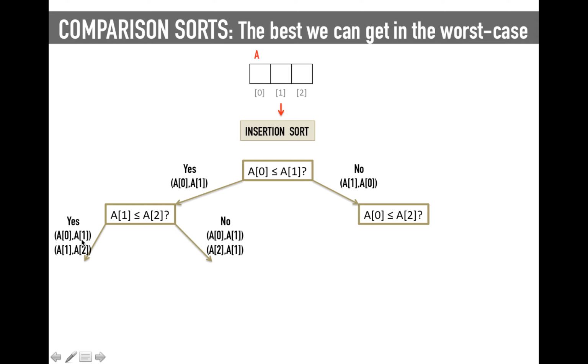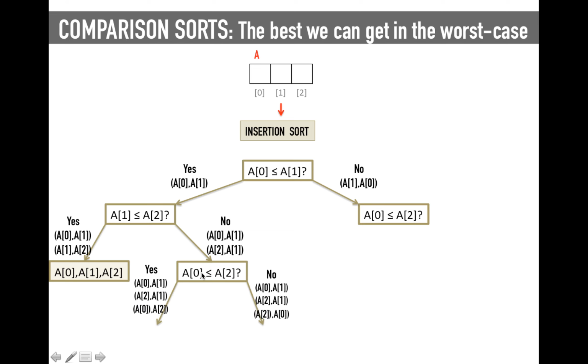We know that A0 is lower than A1, and we know that A1 is lower than A2. So we don't need to ask anything else. We already know that the order is A0, A1, and A2. So we have identified one permutation. But if A2 is not higher than A1, we have this information so far. We know that A0 comes before A1, and we know that A2 comes before A1, but we don't know how A2 and A0 are related to each other. So we need to ask about the order of this.